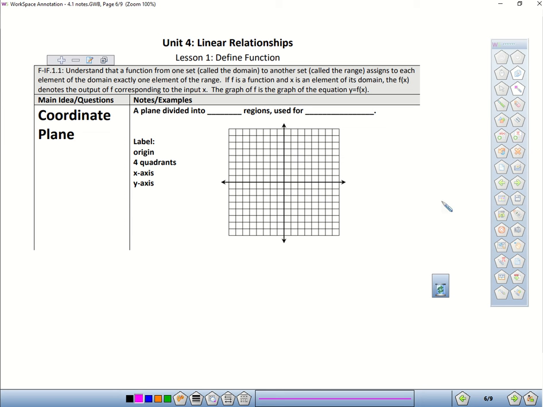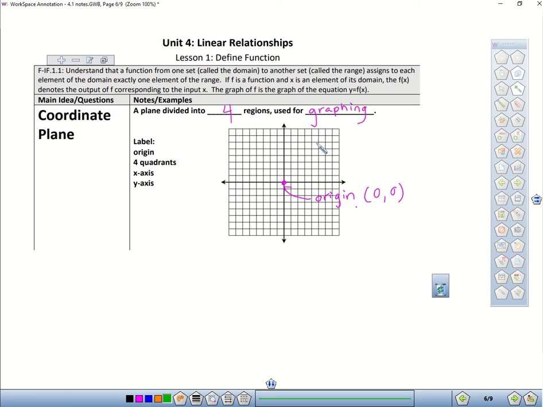A plane is divided into how many regions? How many regions are there in this plane right here? Four regions used for graphing. This helps us locate things on the coordinate plane, the 4 quadrants. We're asked to label the origin. The origin is this middle point right here. We call this the origin of the graph, and the origin is known as the coordinate (0, 0).